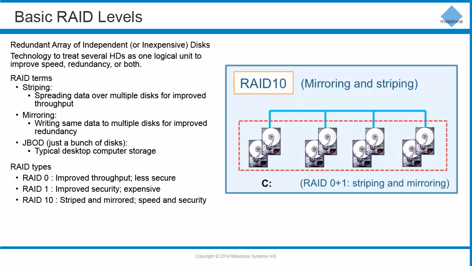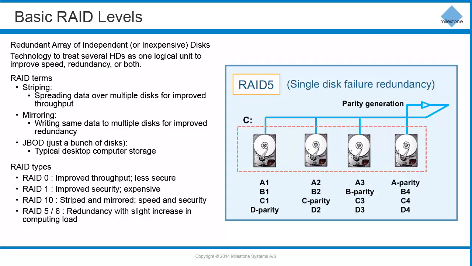RAID 10 involves both striping data across several disks and mirroring the data at the same time. It requires a minimum of 4 disks, but we have the best of both worlds, the speed of striping and the redundancy of mirroring. RAID 5 is a more advanced technology.